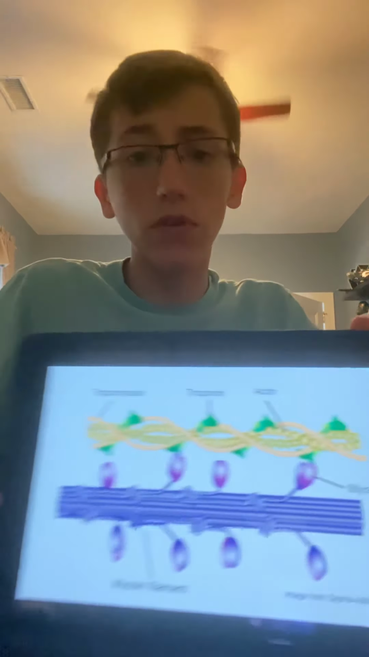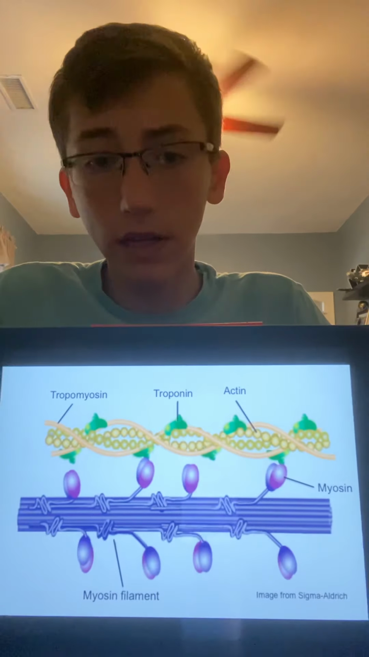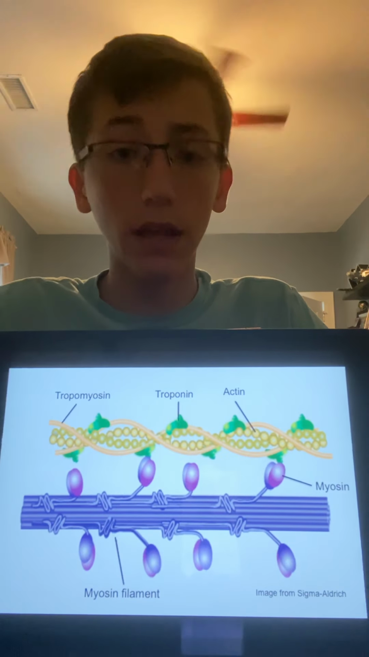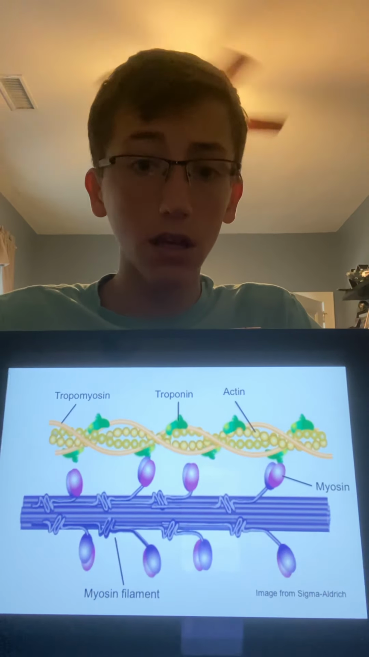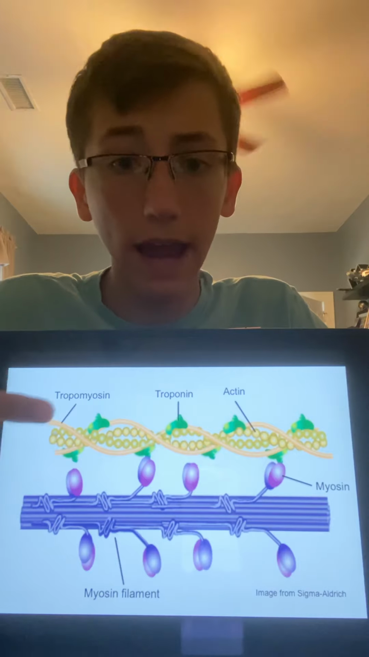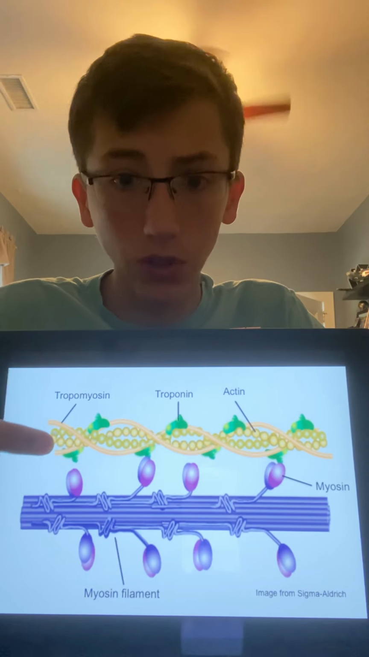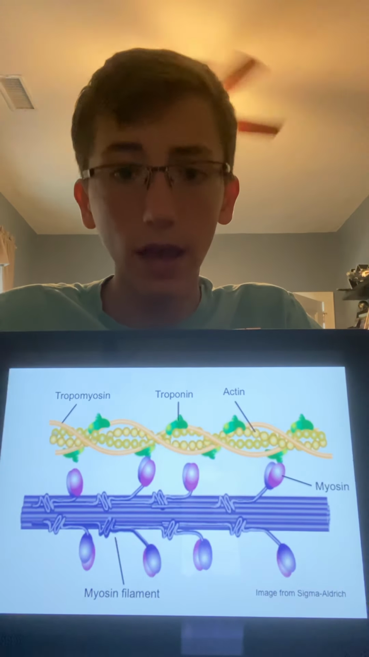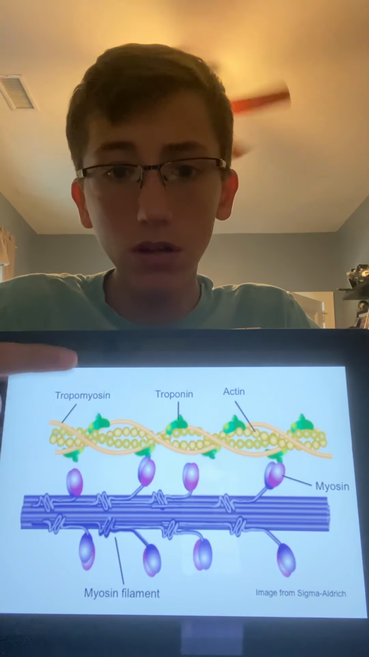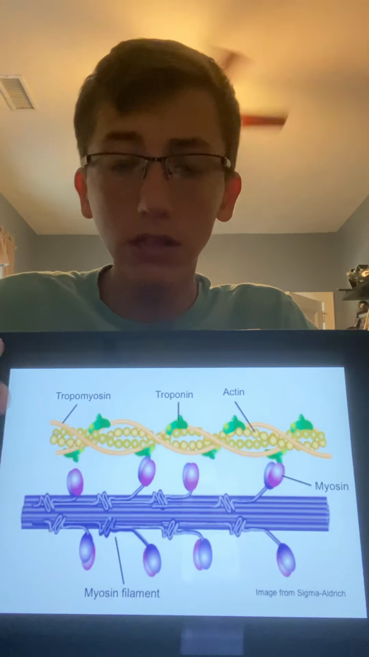Here's a close-up of those filaments, which are vital in the contraction of the muscle. The bottom is the thick myosin, and the reason it's thick is because of the heads, it's wider. And the thin actin is up here, and it's those little units, the circles. And around it are troponin, the green things, and tropomyosin, which covers the connecting points.